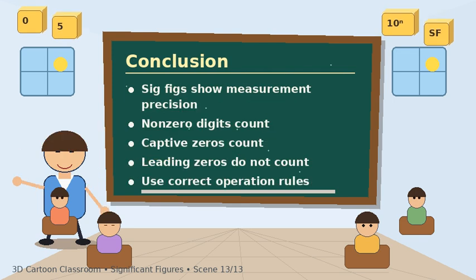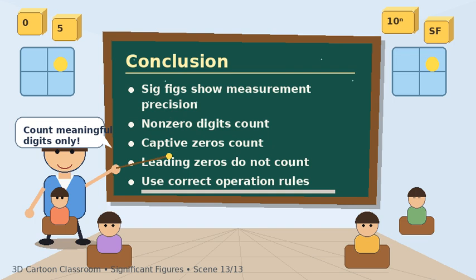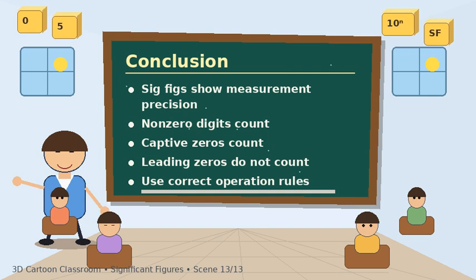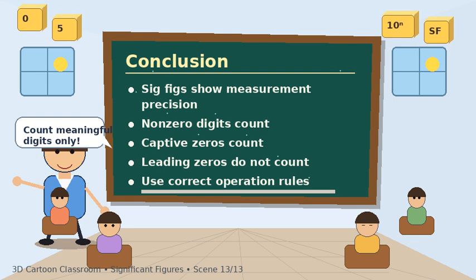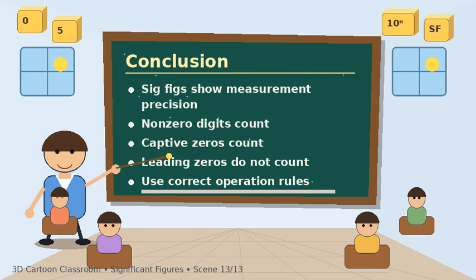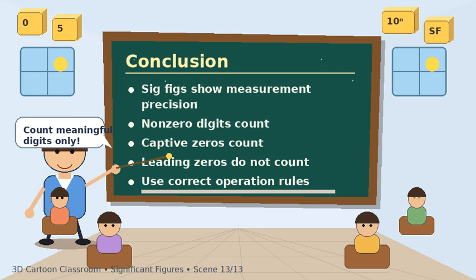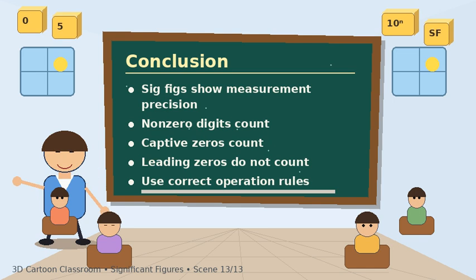Significant figures indicate the precision of measured quantities. All non-zero digits are significant. Zeros between non-zero digits are significant. Leading zeros are not significant, while trailing zeros after a decimal point are significant. For multiplication and division, the result is limited by the fewest significant figures. For addition and subtraction, the result is limited by the least precise decimal place. Correct use of significant figures ensures that calculated answers do not claim more precision than the measurements justify.